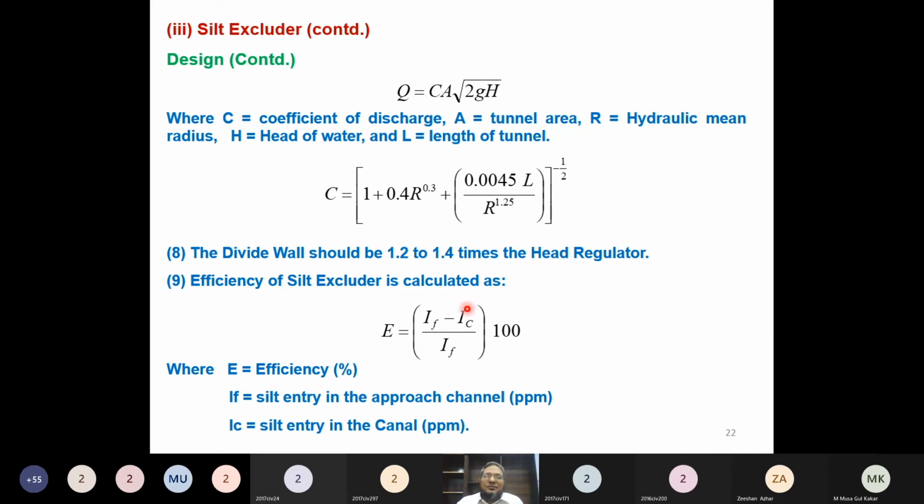If the sediment concentration in the canal and the sediment concentration in the river are the same, then what is the function of the silt excluder? It means the silt excluder is not performing its function.